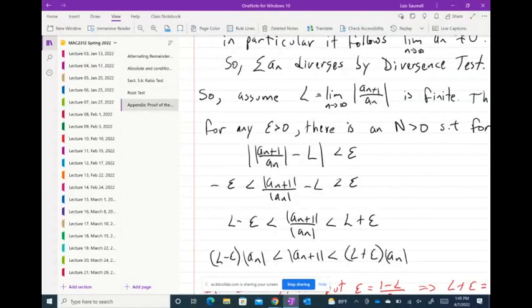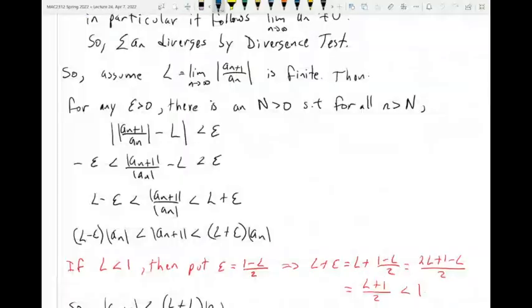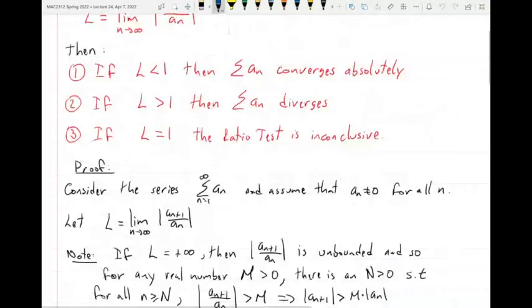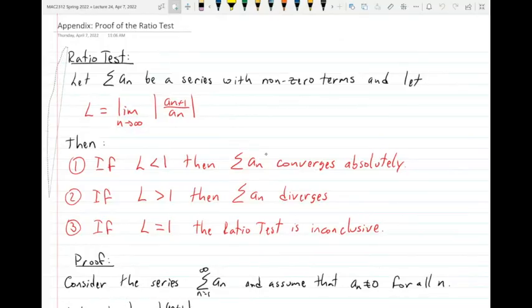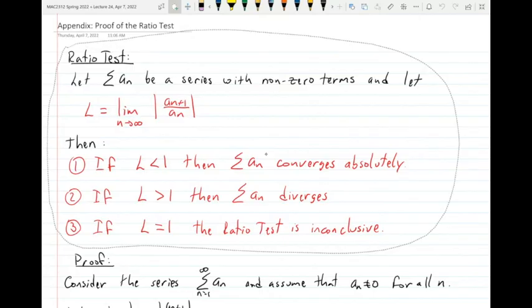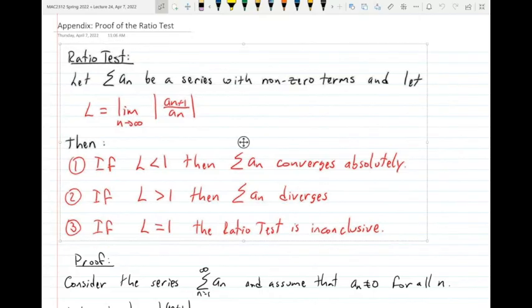I have written here an appendix because I knew that we were not going to have time for the proof, so I put the proof here for you. But just to save time, let me copy the statement here. So we can do some examples.